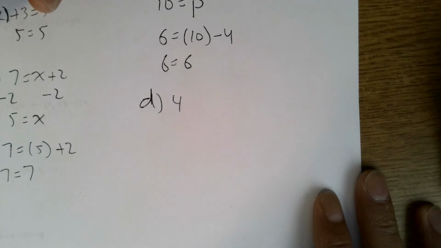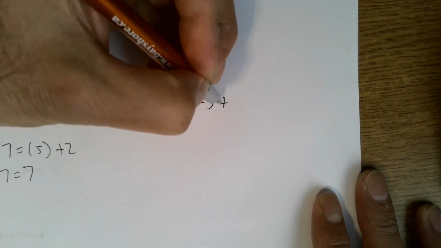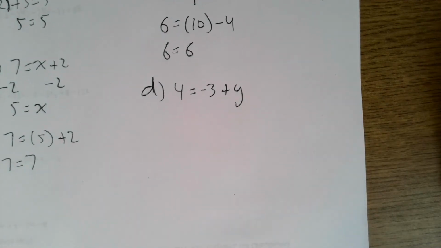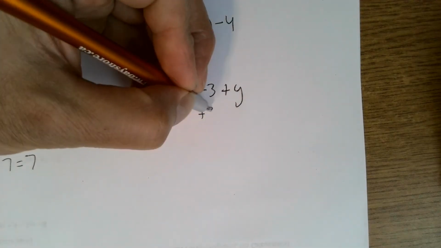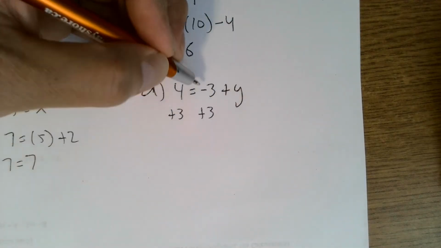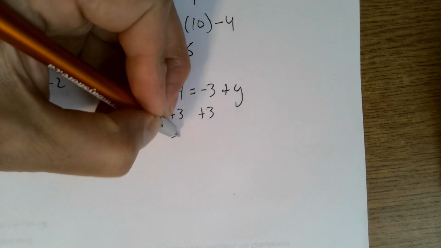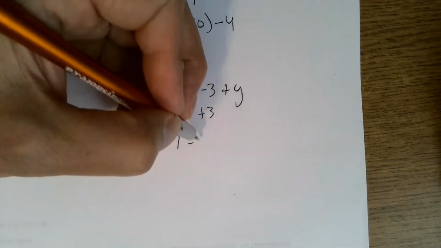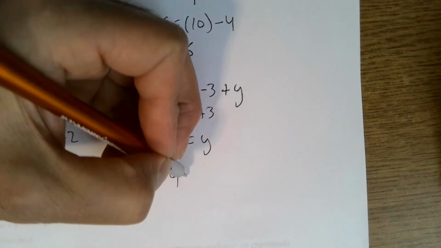Okay, next one. 4 equals negative 3 plus y. And again, we want to get y by itself. Similar to last time, I'm going to add 3 to both sides here because negative 3 plus 3 equals 0. So on the left side, I'll have 7, 4 plus 3. Here I've got negative 3 plus 3 is 0, so I'm left with only y. Okay, and let's do our check.